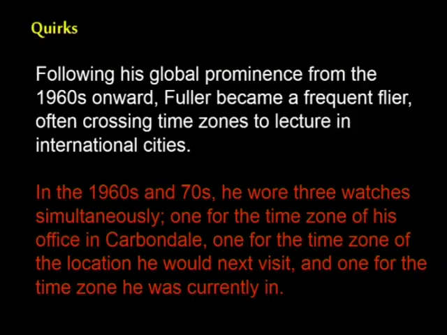Following his global prominence from the 1960s onward, Fuller became a frequent flyer, often crossing time zones to lecture in international cities. In the 60s and 70s, he wore three watches simultaneously: one for the time zone of his office in Carbondale, one for the time zone of the location he would visit next, and one for the time zone of the country he was currently in.